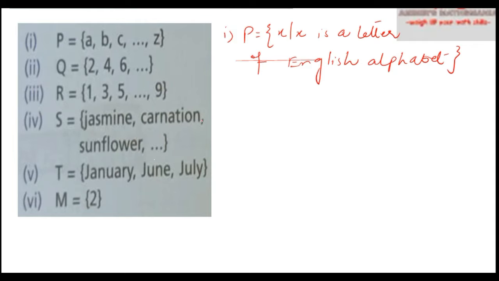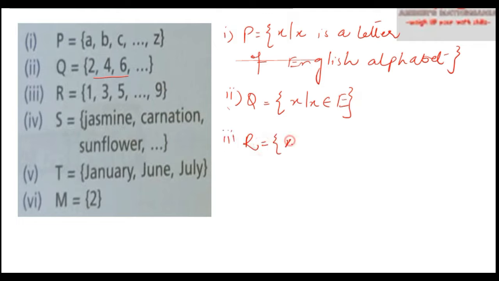Now the second one is 2, 4, 6 up to so on. So it means that Q is equal to X, whereas X belongs to even numbers. This is its belonging part, and its range is not given. It is an infinite set. It is going on, so this range part will not be there. So we end it just with X, whereas X belongs to even numbers.